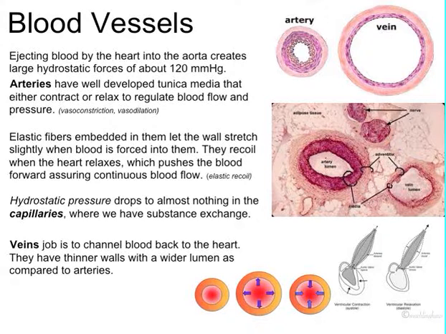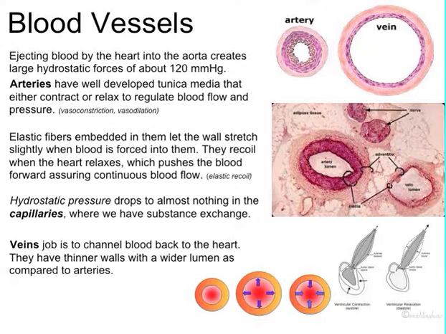Ejecting blood by the heart into the aorta creates a hydrostatic force of more than 120 millimeters of mercury, because that is the systolic measurement that we do when we're looking at a peripheral vessel. So that is actually a little bit wrong. It's more than 120 millimeters of mercury.